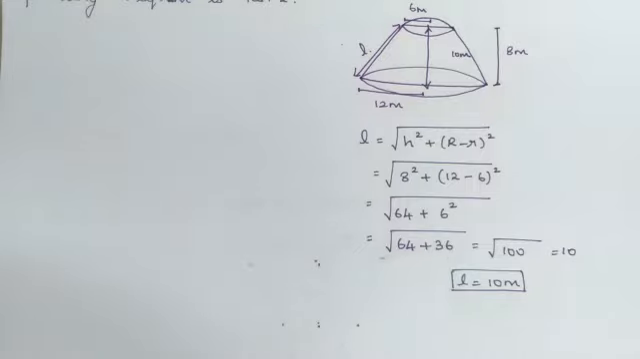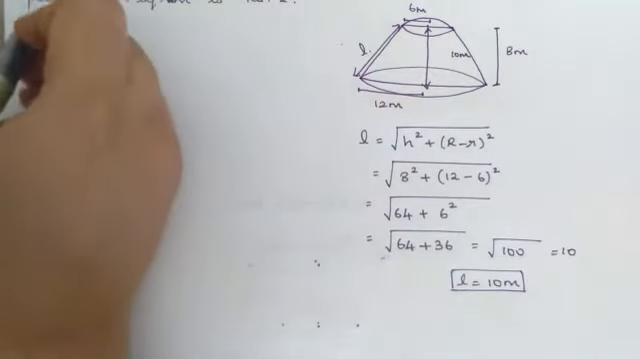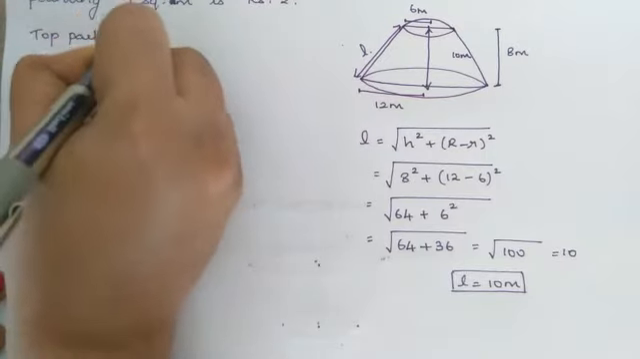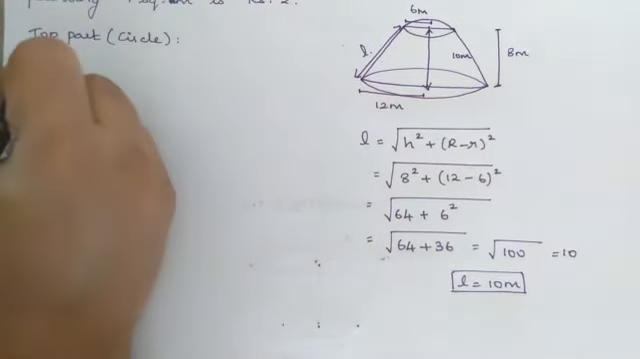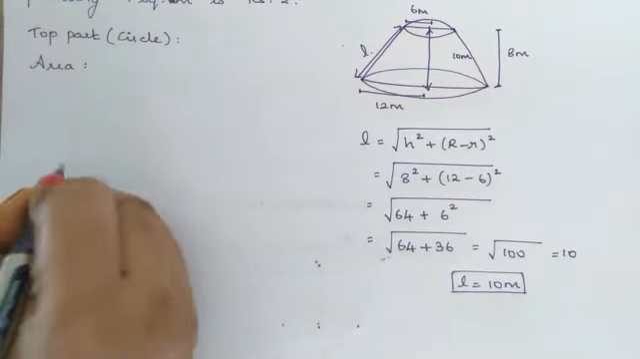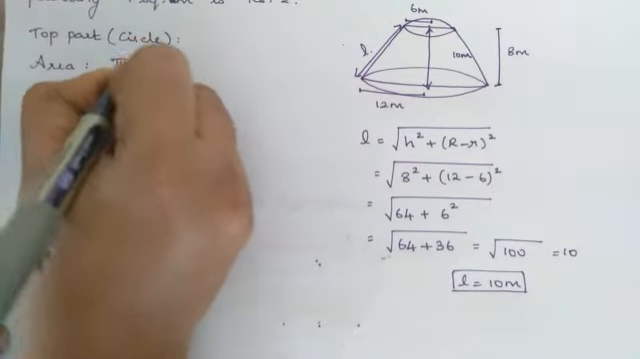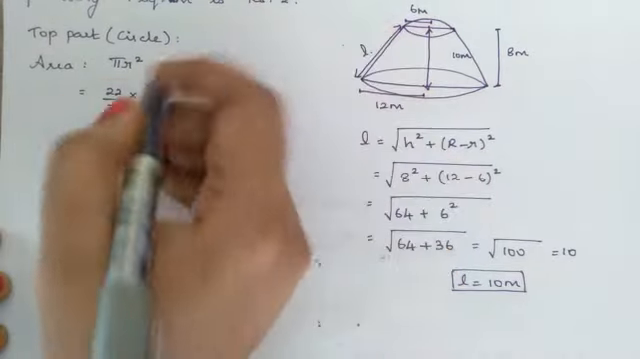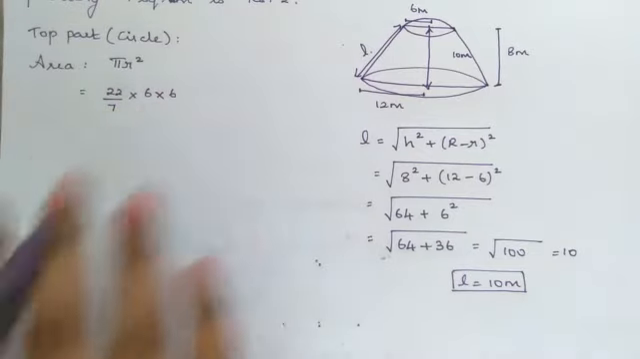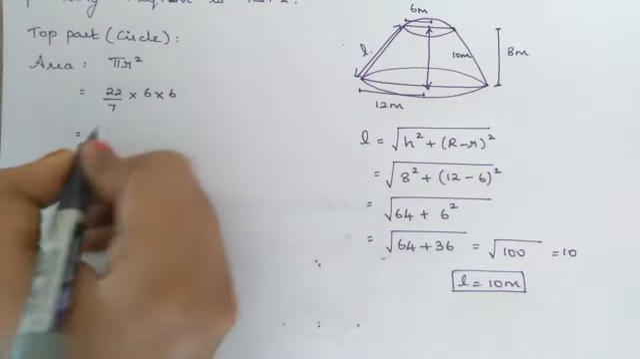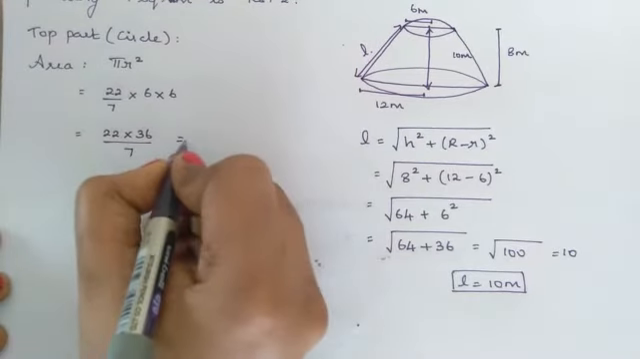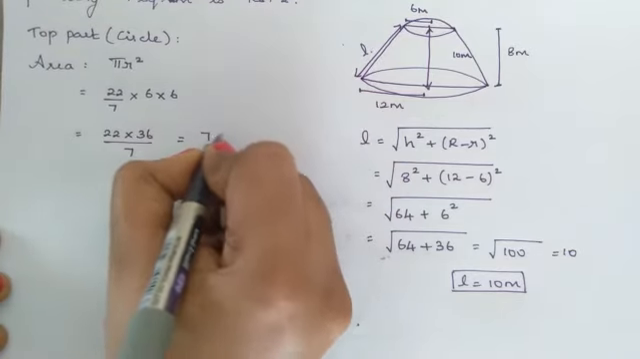So first let's identify the area of the top part, that is the area of the top circle. So the top part, which is a circle, area. What is the formula for the area of a circle? That is pi r square. That is 22 by 7 into, what is the radius, children? 6. So 6 into 6. Nothing can be cancelled here. So this is going to be 22 into 36 by 7. What is 22 into 36? It's going to be 792.